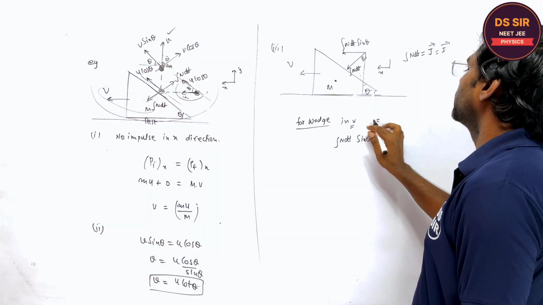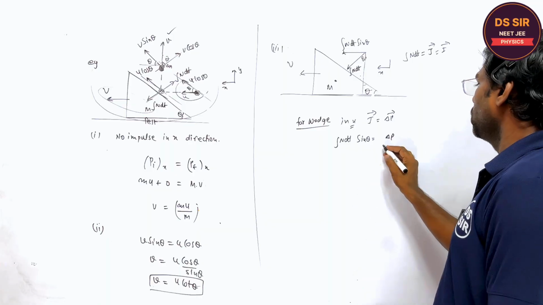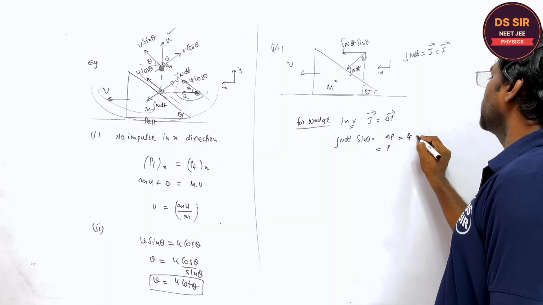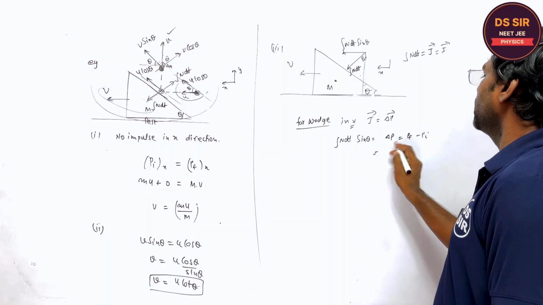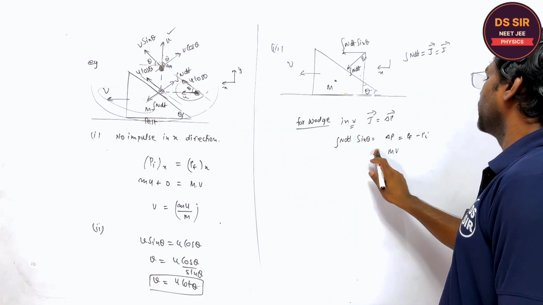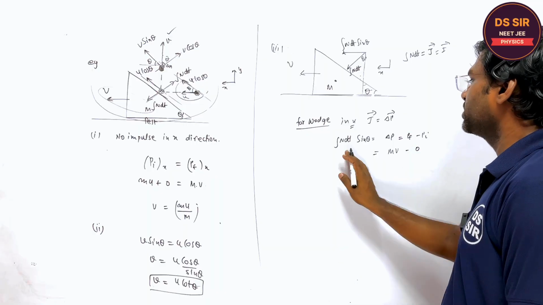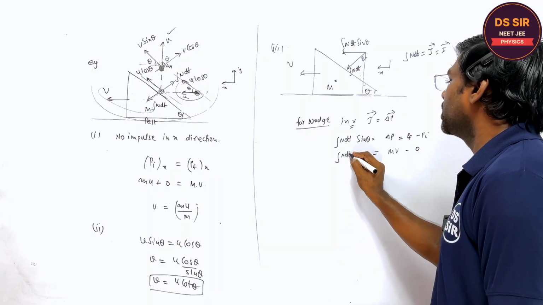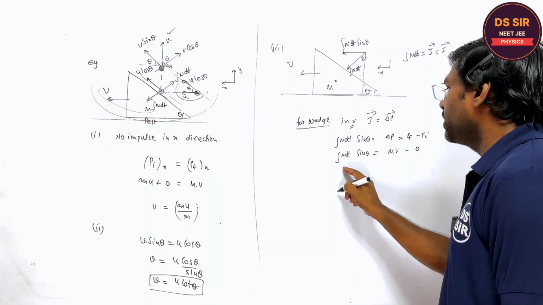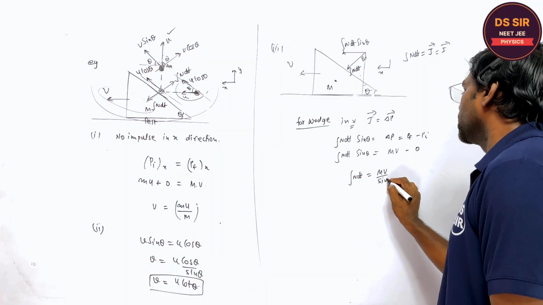What is the impulse? Nothing but change in momentum. So p final minus p initial. What is the final momentum? Say m into v. Is it clear or not? What is the initial momentum? It was at rest. So N dt into sin theta. So what is the impulse? N dt is equal to mv upon sin theta.